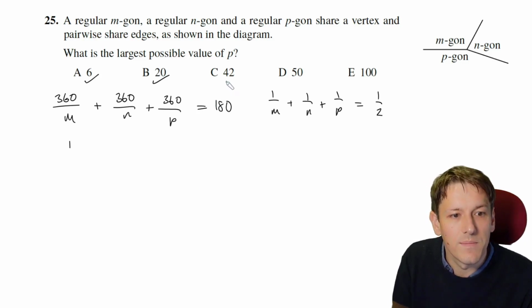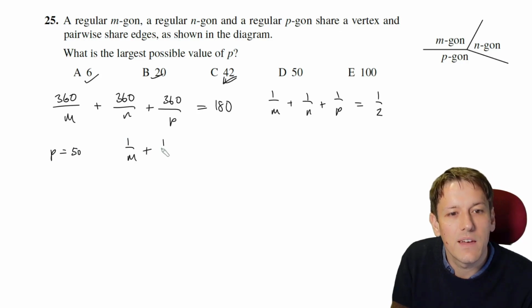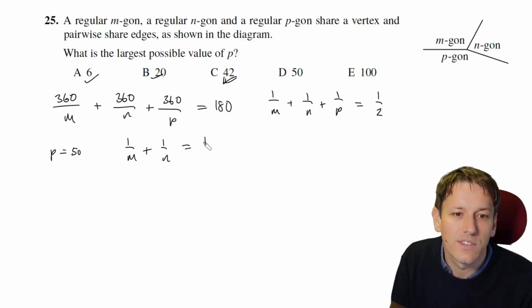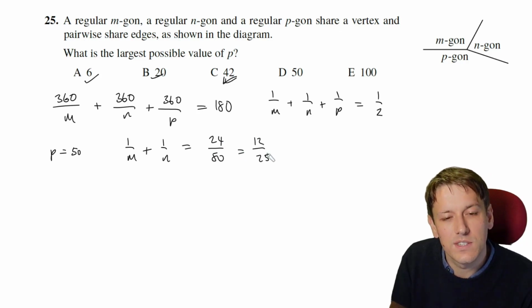So certainly we've ruled out the answer to the question being A or B. Now if I try p equals 50, this time I need 1 over m plus 1 over n is equal to 1/2 minus 1/50. So that's 25/50 minus 1/50, that's 24/50, which is 12 over 25.